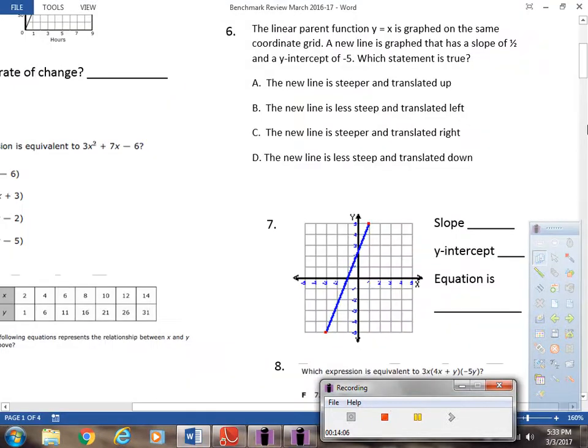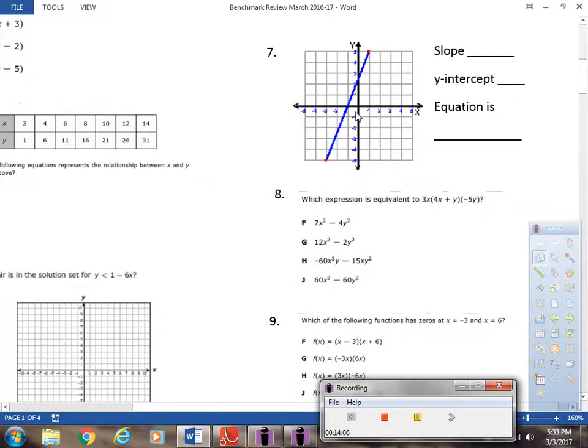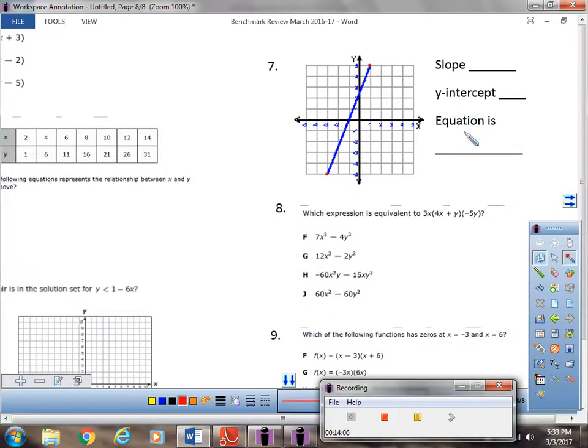Alright, so let's look at question number 7. Number 7, they basically want just the slope of this line and the y-intercept, and then the final equation. So for slope, I'm going to use this point right here that they've kind of highlighted for me, and I'm going to do the rise and run. Now you can also do this in the spreadsheet. And so I've already shown you how to do one of those in the spreadsheet.